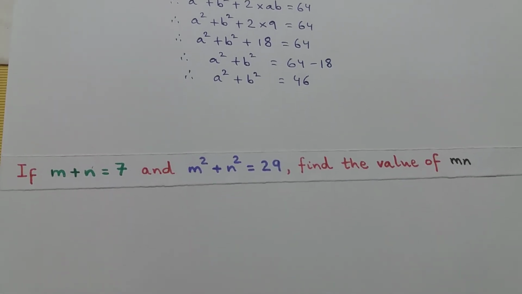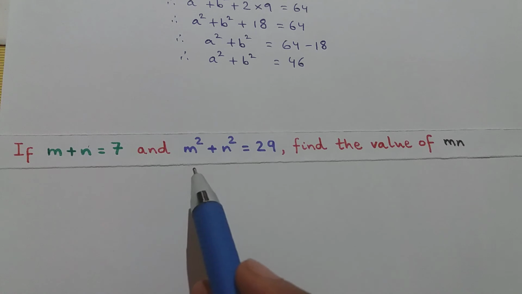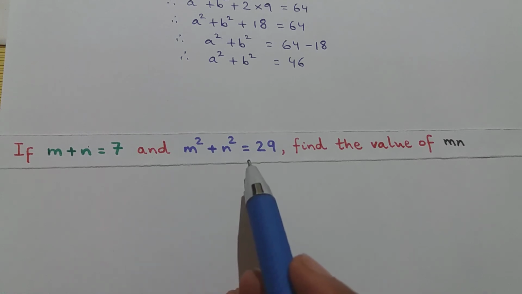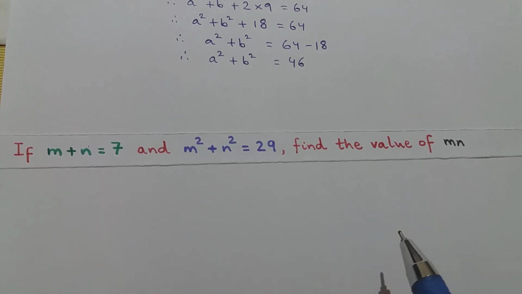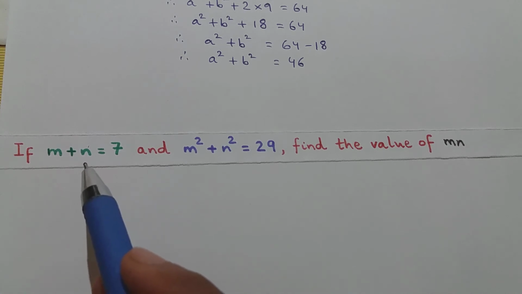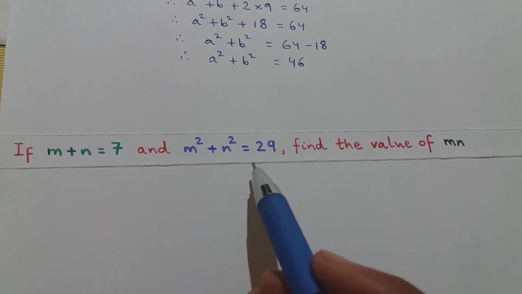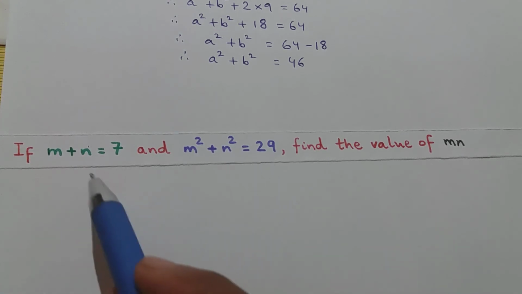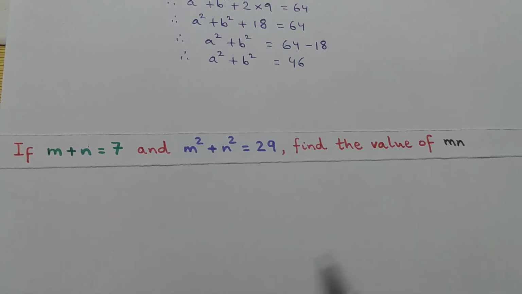The next question says, if m plus n is equal to 7 and m square plus n square is equal to 29, find the value of mn. So in this question we have been given that m plus n is equal to 7 and m square plus n square is equal to 29. Based on these two pieces of information we have to find the value of mn. So let us solve this question.